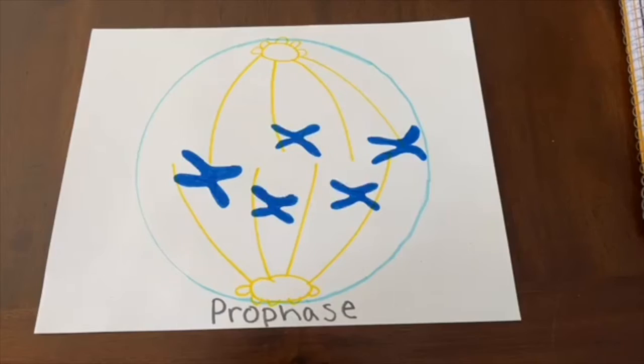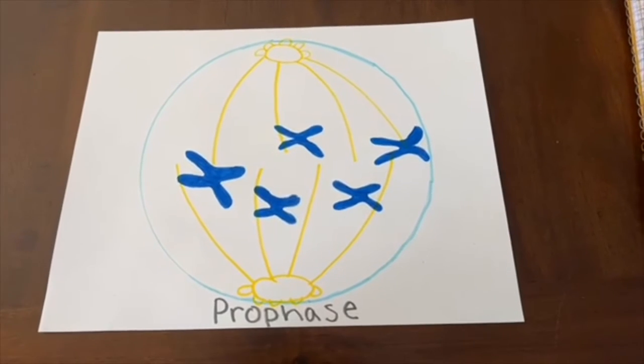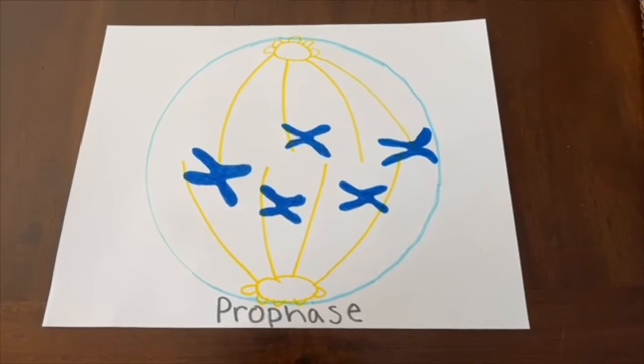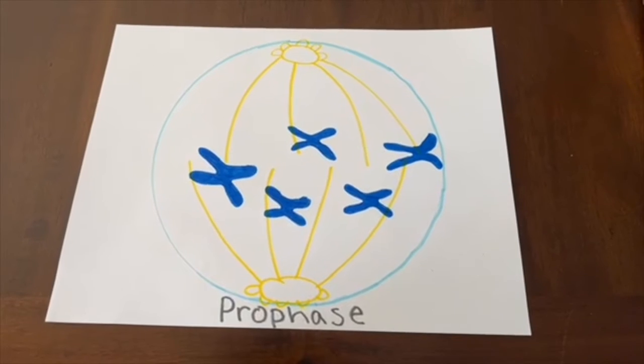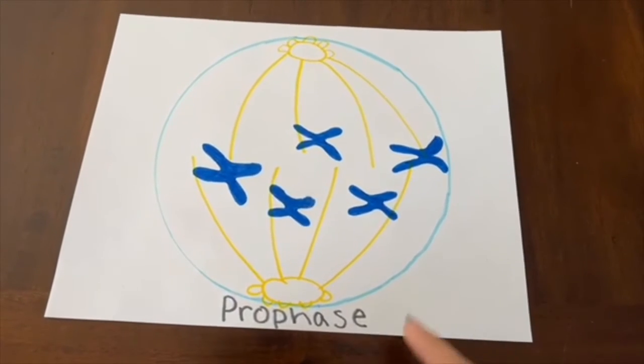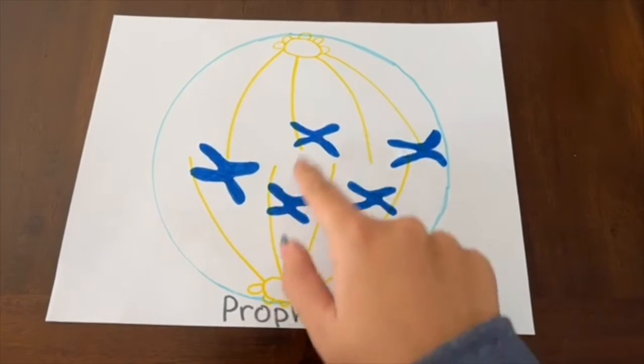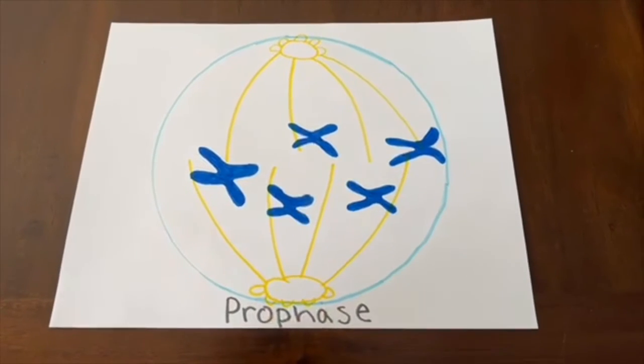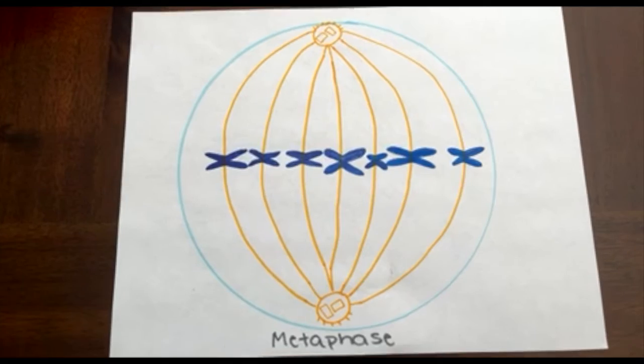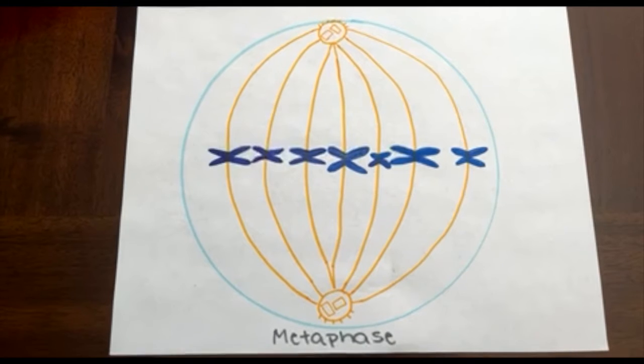Prophase is the first stage of mitosis. In this stage, the nuclear envelope breaks down, the chromatin condenses into chromosomes, which are these, and the mitotic spindle is formed. Metaphase is the second stage of mitosis.